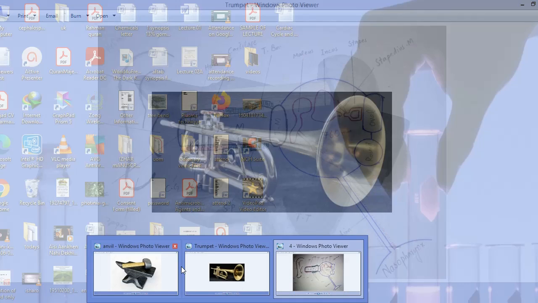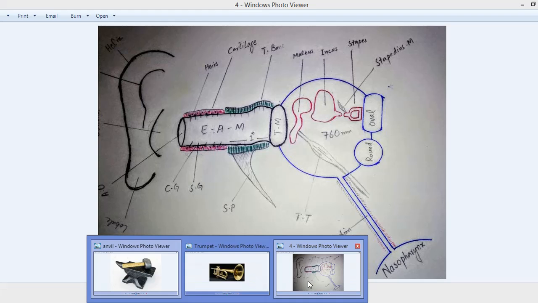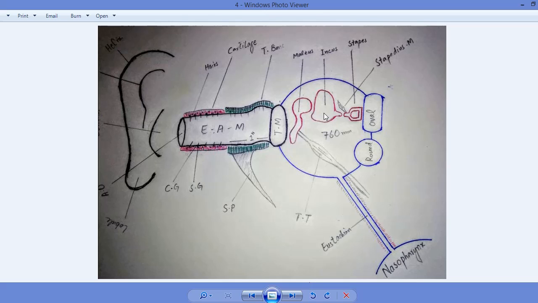And the second one is the anvil. This is the anvil on which the hammer is put. This structure is called anvil. The shape of the incus is just like the anvil. That is why this is anvil. The shape of this bone is just like the anvil.